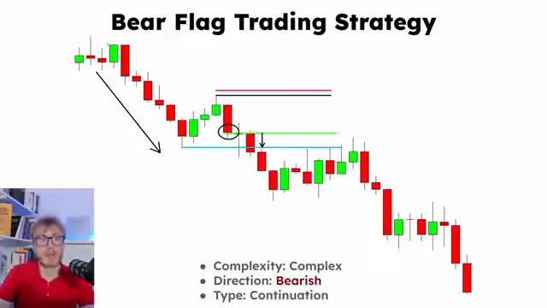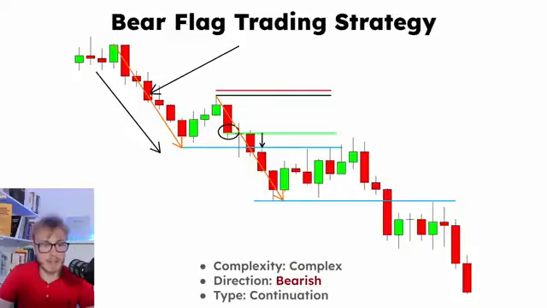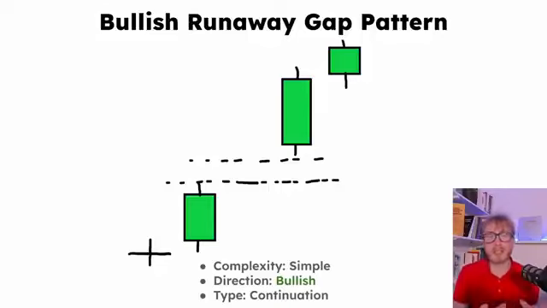Instead, you can use something called the 100% measure move. So you measure from the swing high to swing low before the pattern. Then you take this exact measurement, you copy the length, and perhaps your profit target would be around this point. So what's important here is that the length of this move and the length to your target should be the same size.